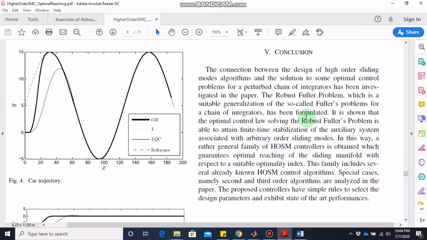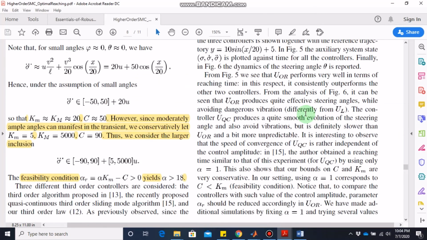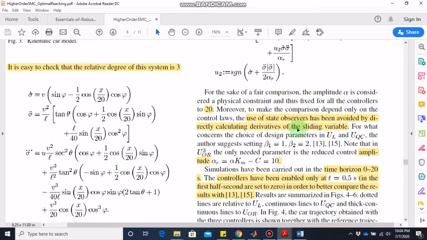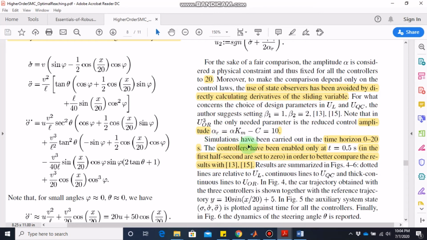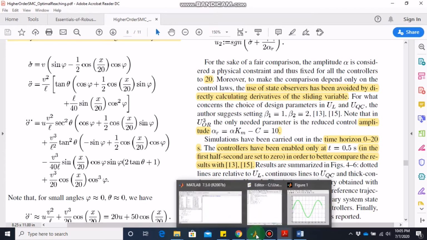So if you look at the paper, they say that the simulations have been carried out in time horizon 0 to 20 seconds, which we have also done the same. The controllers have been enabled only at t equal to 0.5 seconds. They have their reason for doing that, but what they have done is they have enabled the controller at t equal to 0.5 seconds, and so we can do the same here.